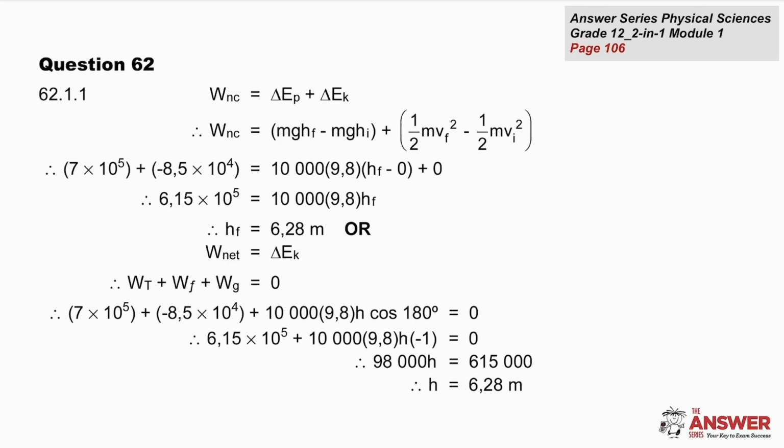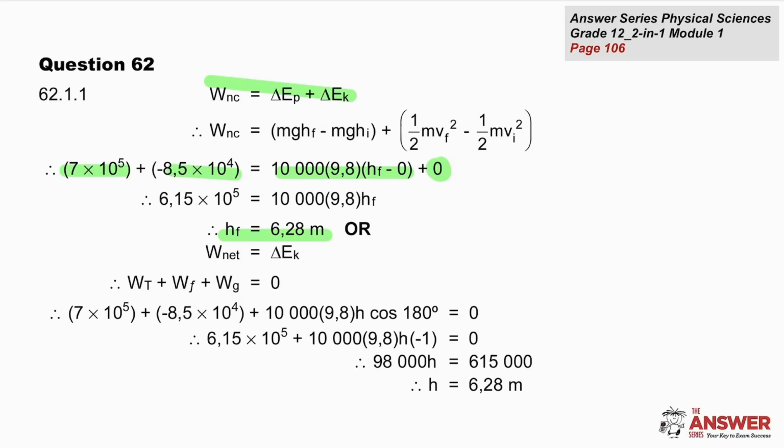In question 62, there are 2 non-conservative forces that together contribute to the changes in kinetic and potential energy. We have the positive work done by the truck engine and the negative work done by the friction. Together they are equal to the change in potential energy, as the kinetic energy is unchanged. Once we've done the calculations, the unknown height turns out to be 6,28 meters.